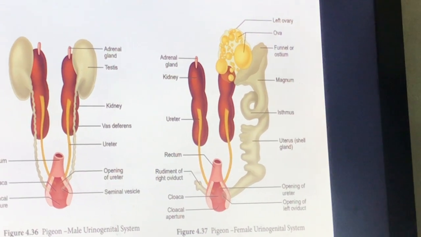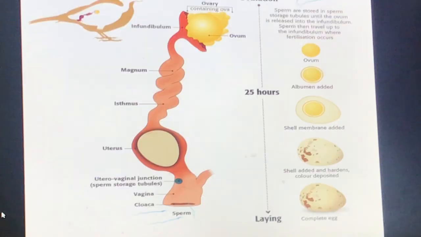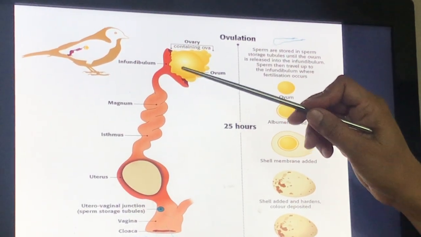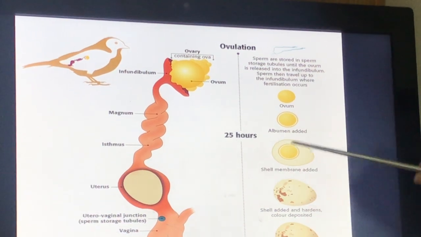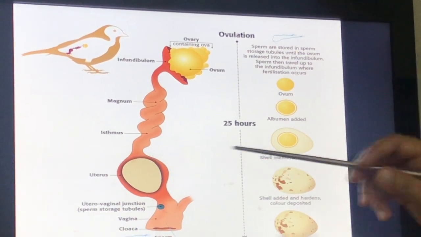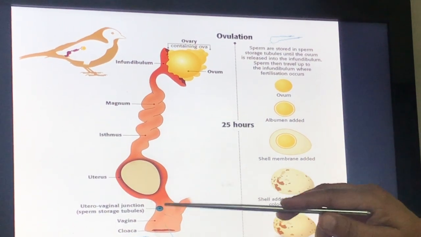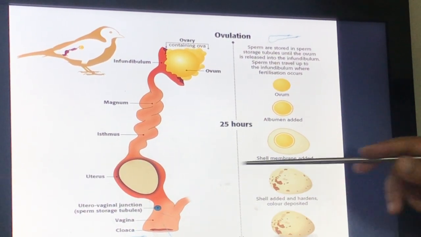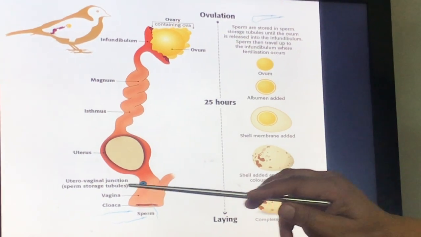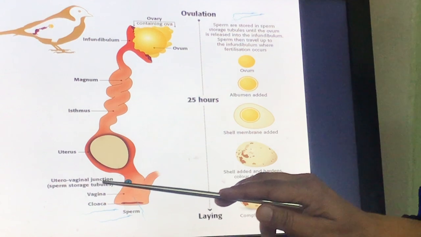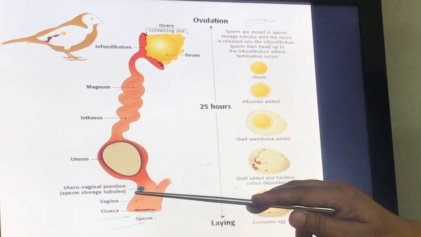Now on the next slide I will show you overall the ovum being released in the infundibular portion. In the magnum albumin is added, in the isthmus the shell membrane is added, and then in the uterus region they get a shell. At the utero-vaginal junction the sperm are stored in tubules.